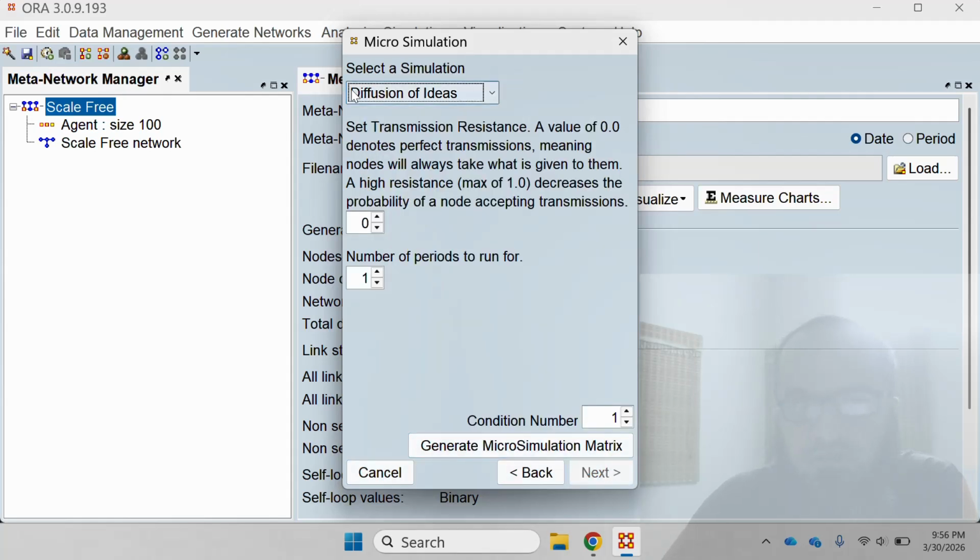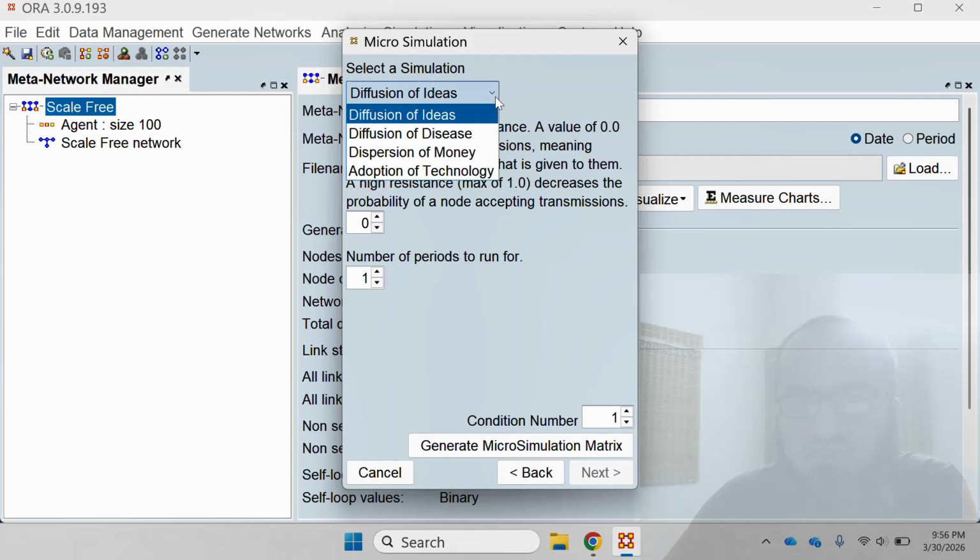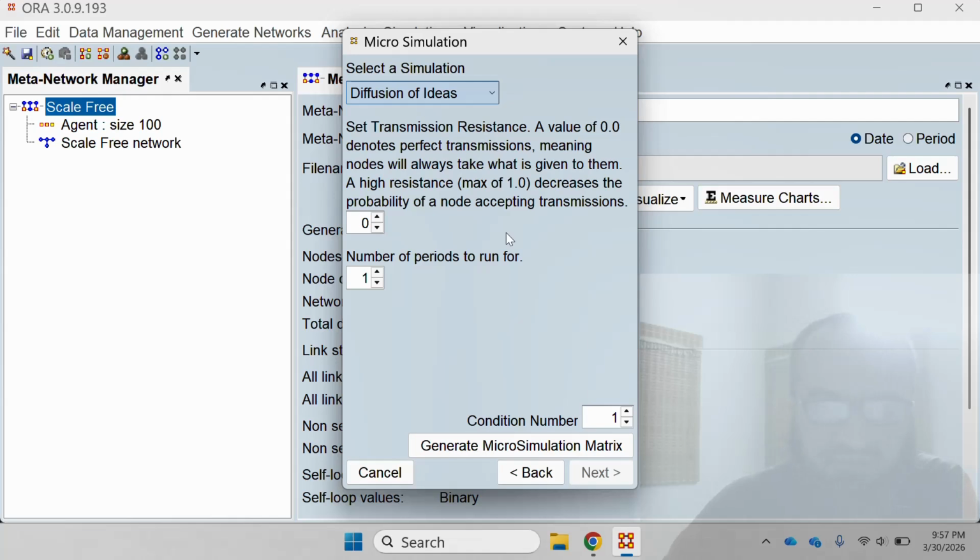Next, it says diffusion of ideas, diffusion of disease, dispersion of money, and adoption of technology. So there are four different simulations available. Diffusion of ideas has to be different from diffusion of disease, from diffusion of money, and from adoption of technology. So why are there four different ones, why not one? We'll see. There is documentation of ORA Lite which mentions the specific configurations of these four simulations.